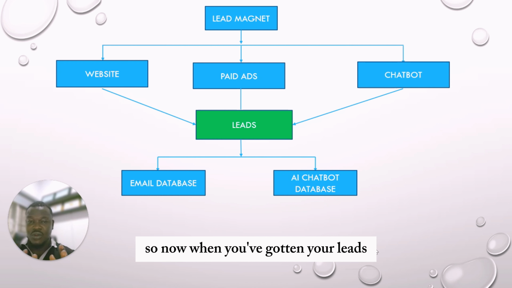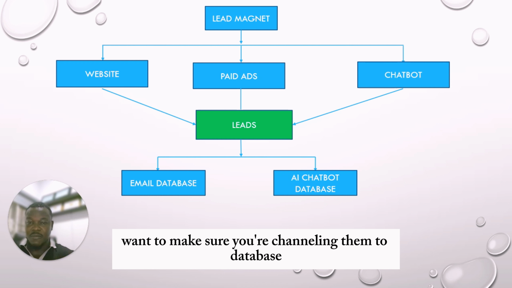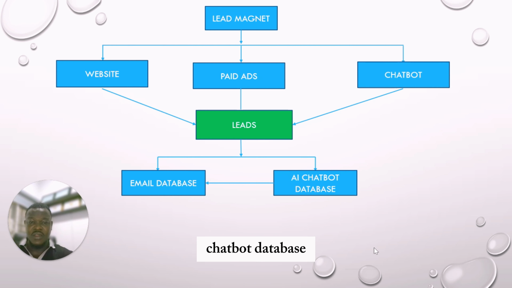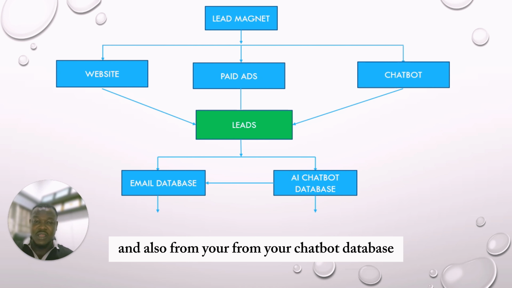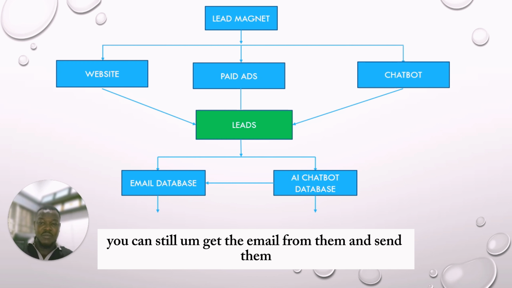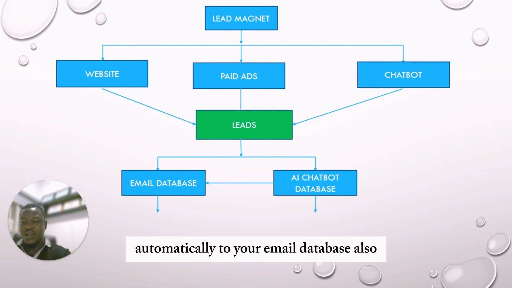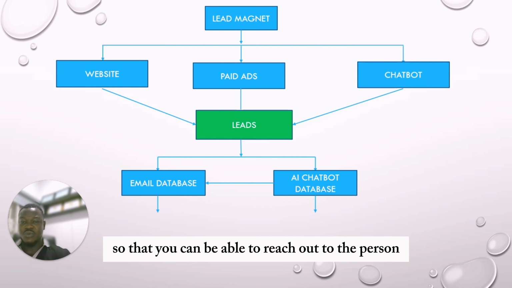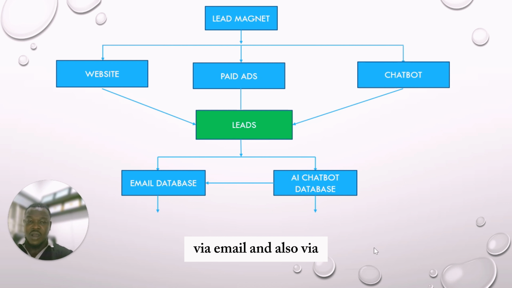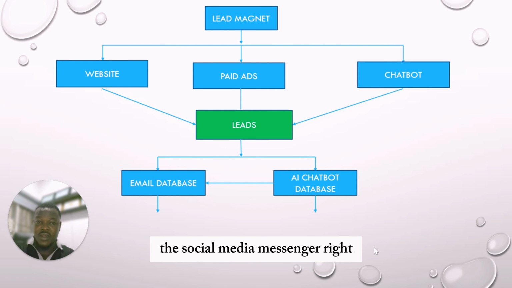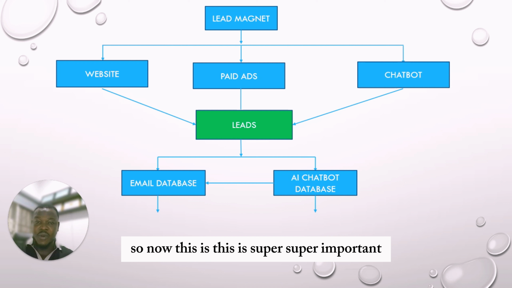Now, when you've gotten your leads, you want to make sure you're channeling them to a database, maybe your email database or your AI chatbot database. And from your chatbot system, you can still get the email from them and send that email automatically to your email database also. This is important so that you can reach out to the person via email and also via messenger, the social media messenger, right? So this is super important.